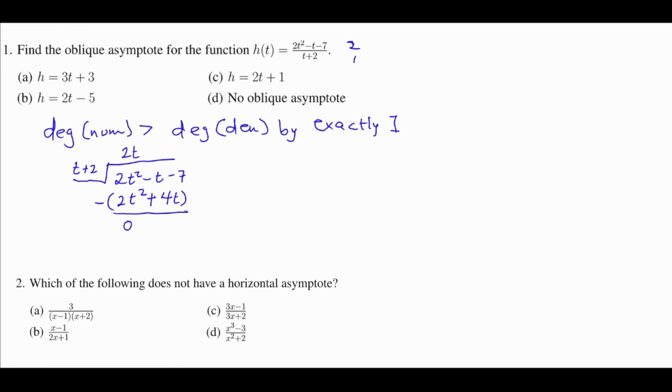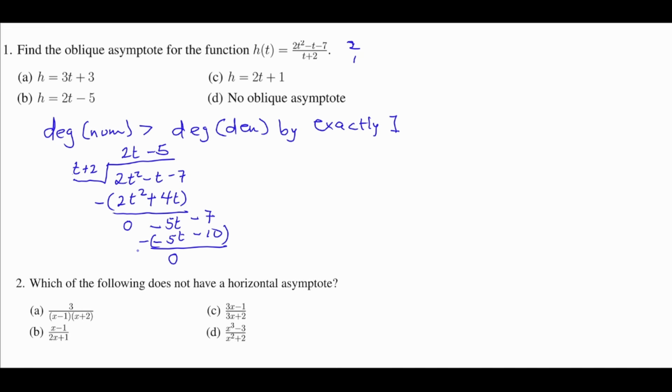Then negative t minus positive 4t will give us negative 5t. Then nothing happens to the 7, so we drop it, negative 7. Now the next thing is that we can still divide. t divides negative 5t, we'll get negative 5. So negative 5 times t will give us negative 5t. And then negative 5 times 2 will give us negative 10. We do our subtraction, and we'll have negative 5t minus negative 5t, that will give us 0.